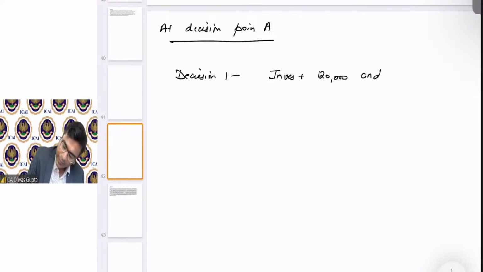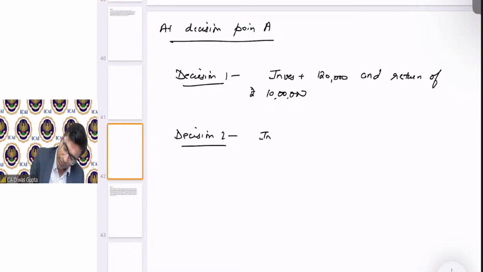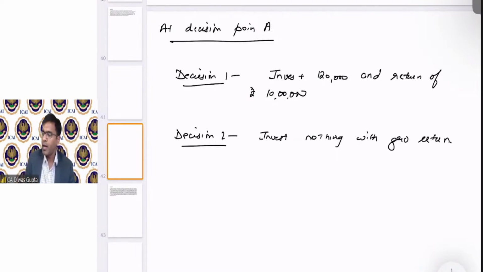And return of rupees 10 lakhs. This is decision 1. Decision 2. Invest nothing with zero return, which is do nothing, that second bar. So students, tell me, which one will you choose? Definitely you will choose decision 1. You will invest 1,20,000 and get 10 lakh rupees, simple.